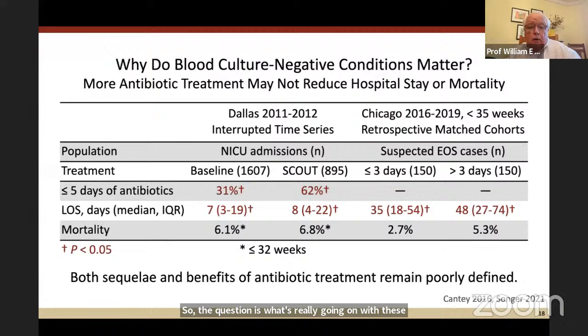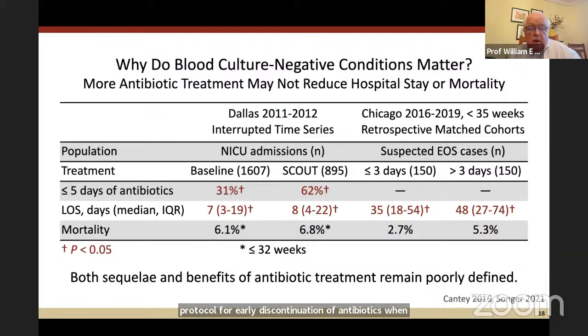So the second reason why this matters is that more antibiotic treatment may not reduce hospital stay or mortality. This has been addressed by a couple of series. The first of these is from Dallas, in an interrupted time series analysis. This is Dr. Canty's work, where they compared a baseline period to a period where they introduced a protocol for early discontinuation of antibiotics when the cultures were negative, in this study at 36 hours of age.